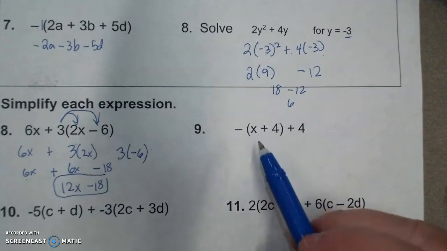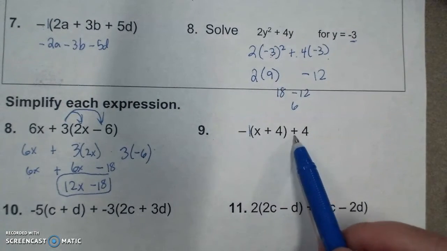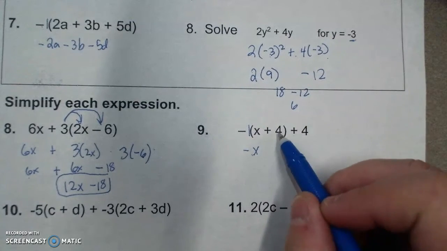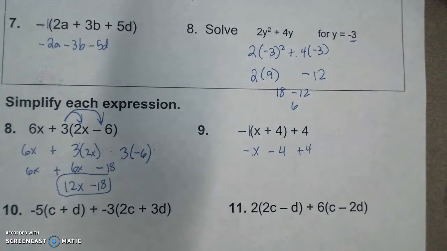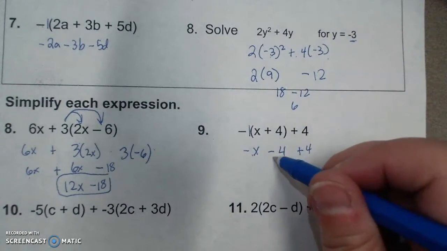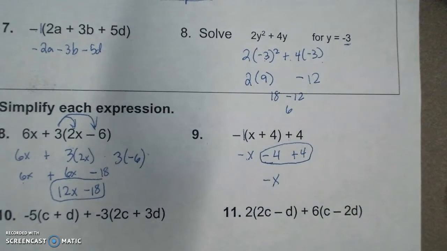There's a negative. It's an understood 1. A negative going through a parenthesis is going to change signs. So the positive x becomes -x, and the +4 becomes -4, and the 4 was not affected by that negative outside the parenthesis. Negative 4 and 4 is a 0 pair. Your answer is negative x.